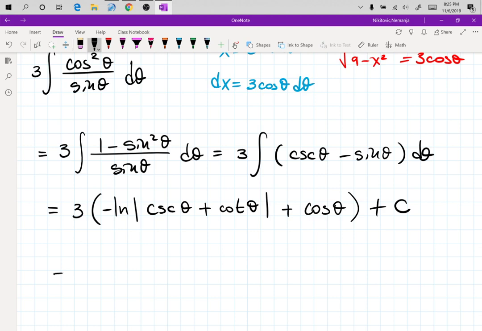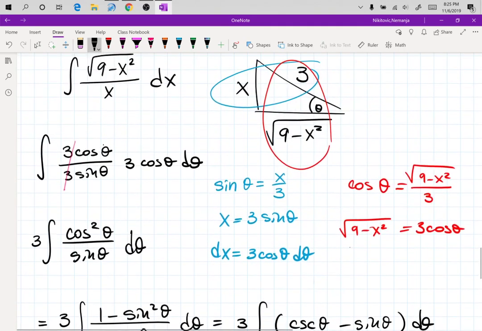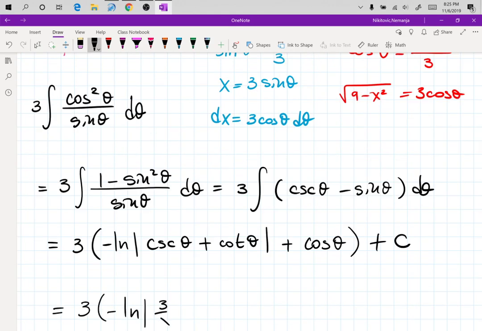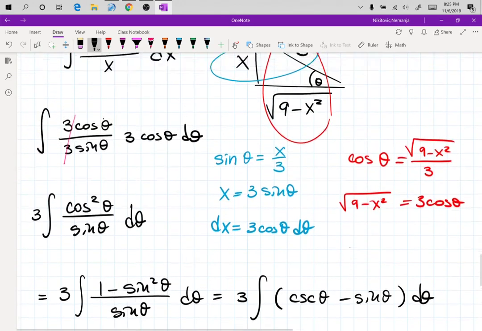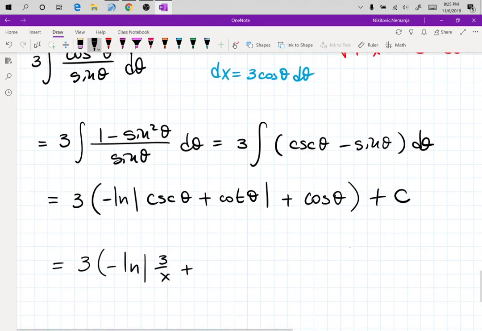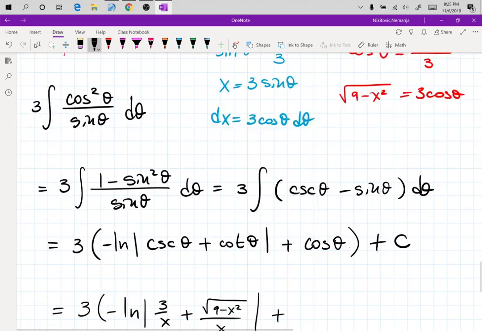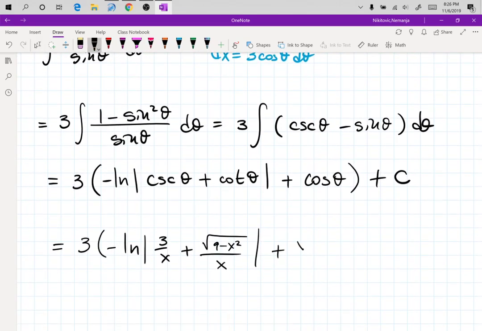So now we have 3 times negative ln. Cosecant is 1 over sine, so 3 over x. Plus cotangent is adjacent over opposite, which is root over x. Plus cosine theta, we already know, is square root over 3. And then plus c.